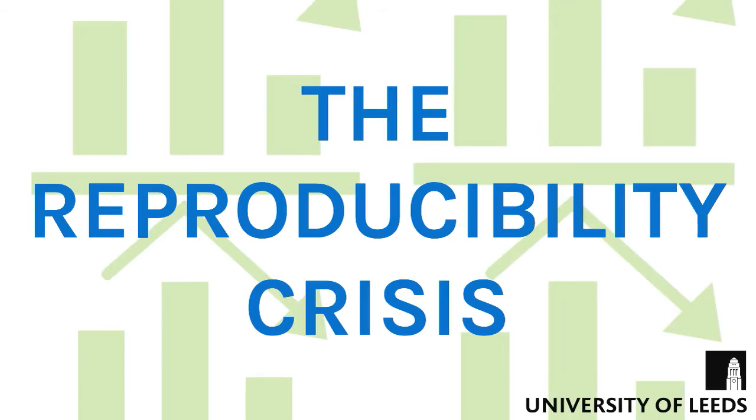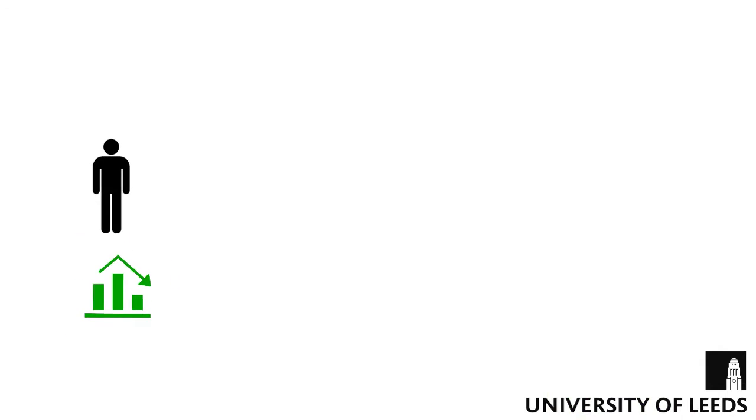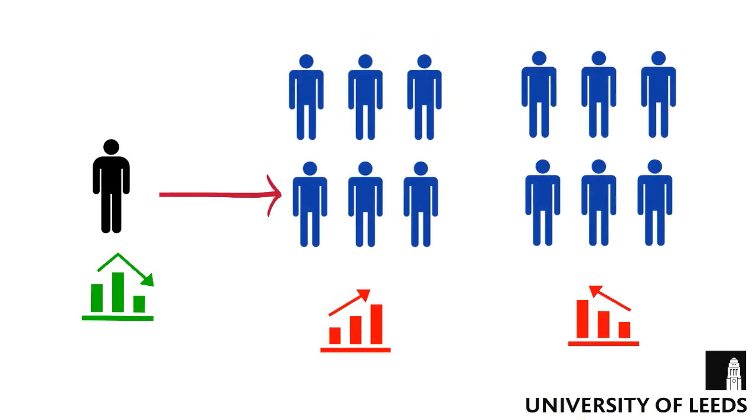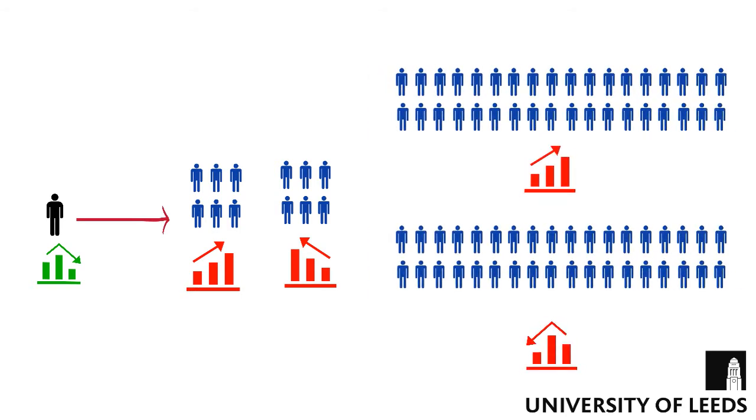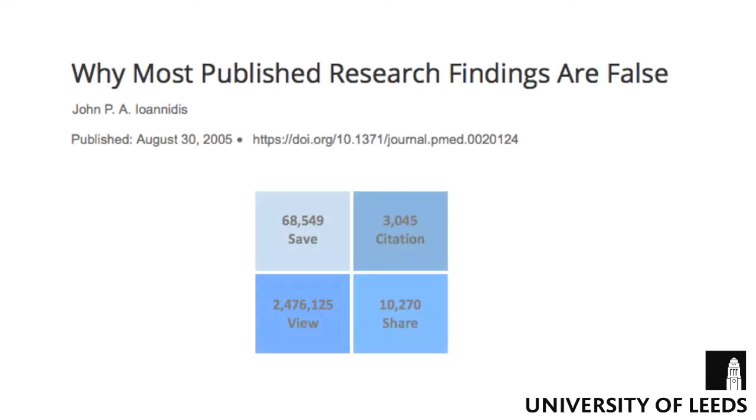Reproducibility. Is there a crisis? Irreproducibility is when there is a failure to repeat an experiment and/or confirm the original data. This is a growing concern. One of the first studies addressing the crisis, by John Ioannidis, claimed that most research findings are false.